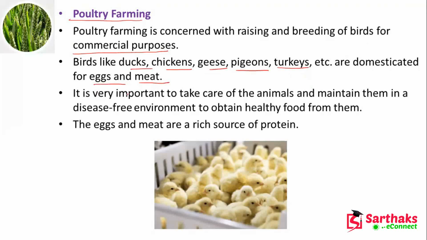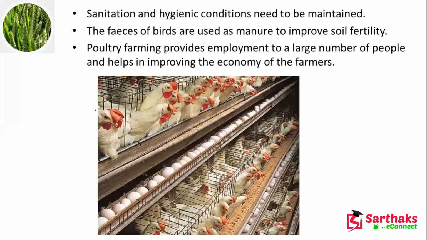We should take care of them, and for healthy food we require that they should be healthy. The eggs and meat are a rich source of protein. Sanitation and hygienic conditions need to be given to them. The feces of the birds are used as manure to improve the soil fertility.